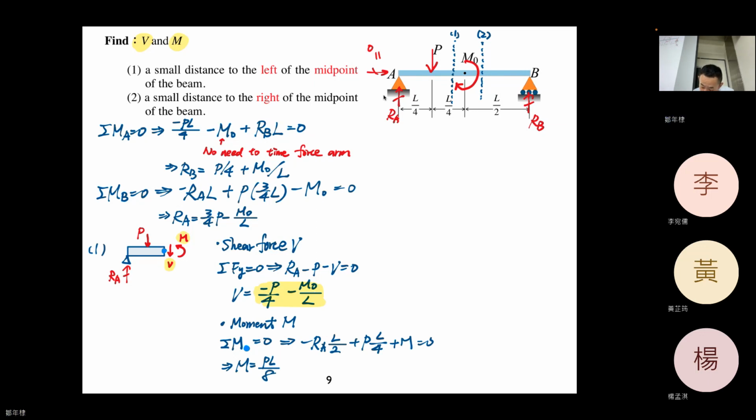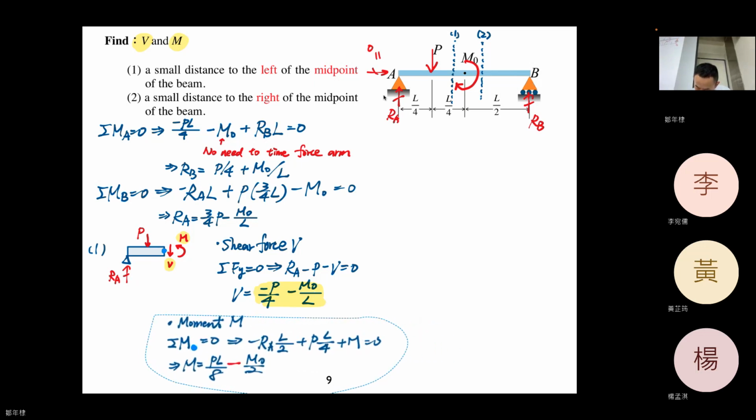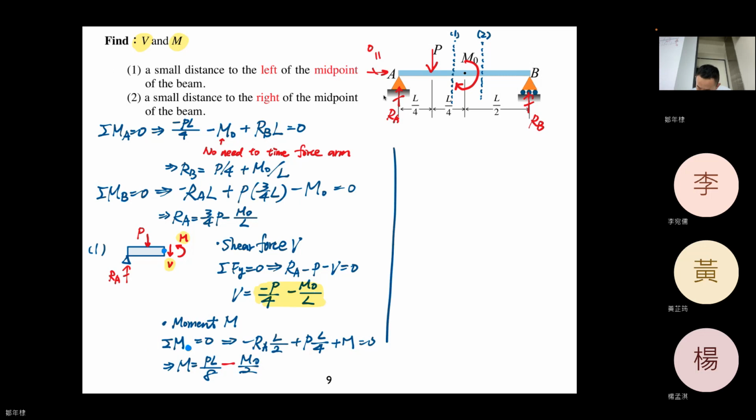minus M0 divided by 2. So this is the result we obtained. This is a point slightly to the left of the center point. How about slightly to the right?